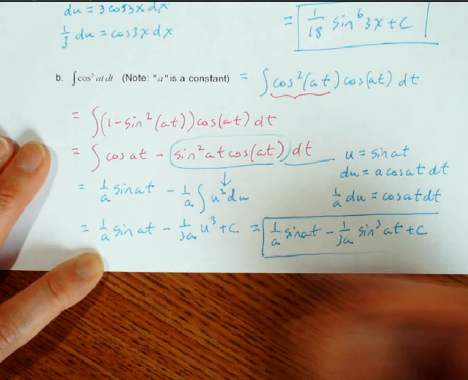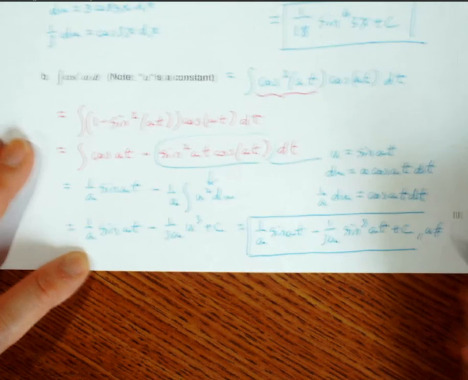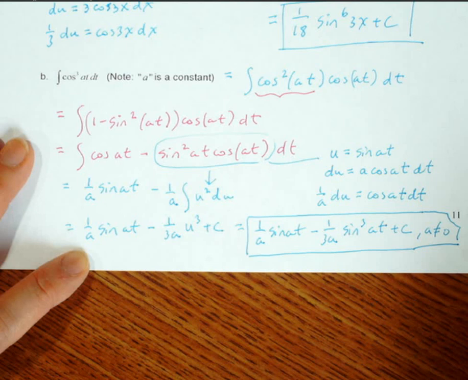And you should also state in this that a cannot equal 0. So this is where a cannot equal 0. Okay, that's it for page 11.